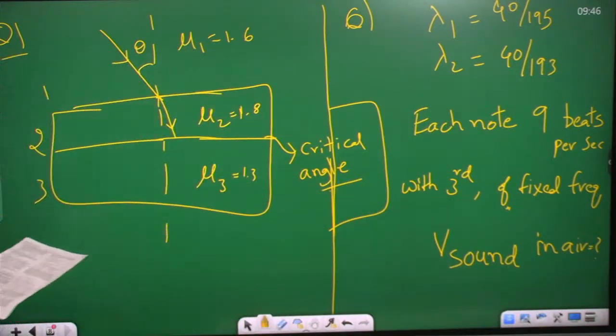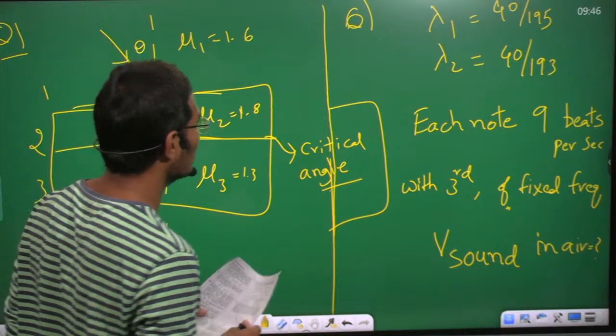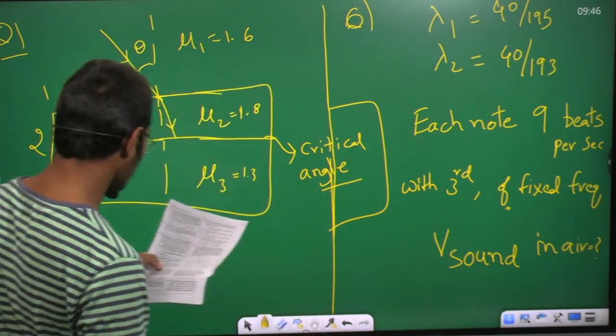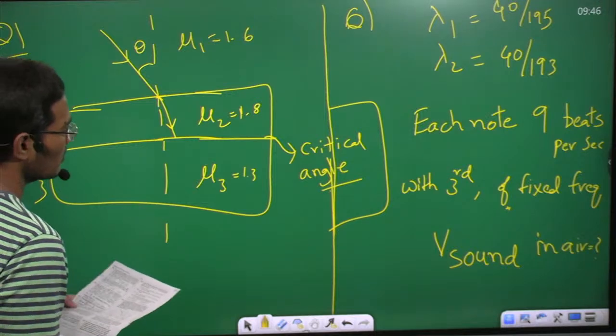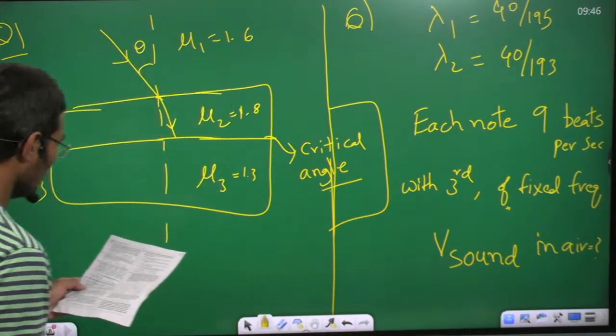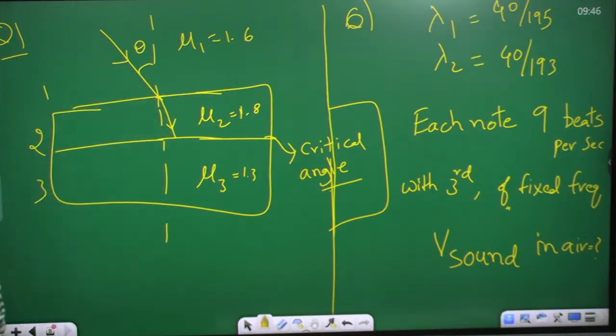So the second question is, the wavelengths of two sound notes in air are 40 by 195 meters and 40 by 193 meters. Each note produces 9 beats per second separately with a third note of fixed frequency. The velocity of sound in air is dash.